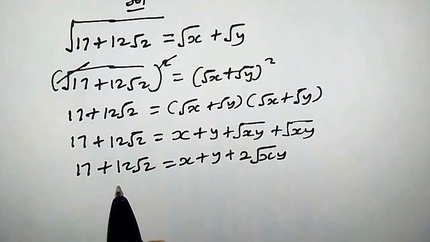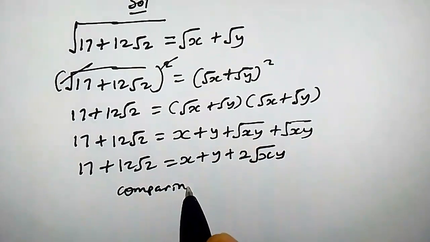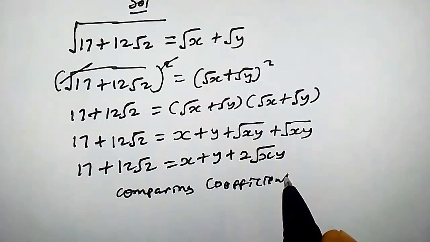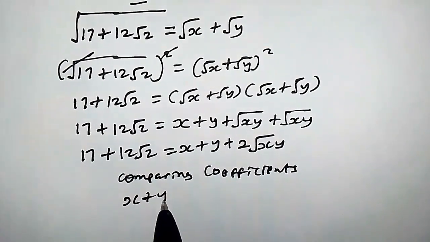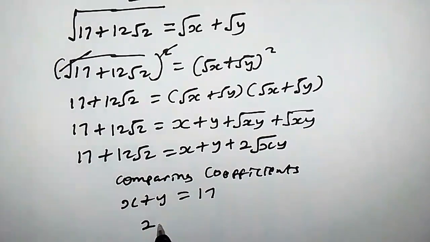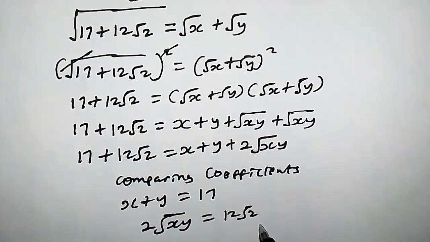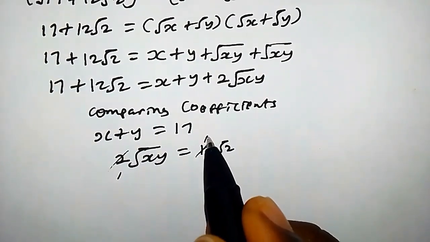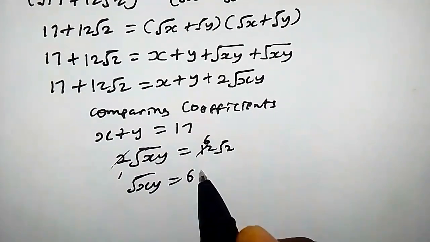So now, let's compare the coefficients. When we compare the coefficients, we're going to have x plus y equal to 17, and 2 times square root of xy equals 12 root 2. So let's simplify this. 2 here, 2 in 12, that is 6. So we are left with square root of xy equals 6 root 2.